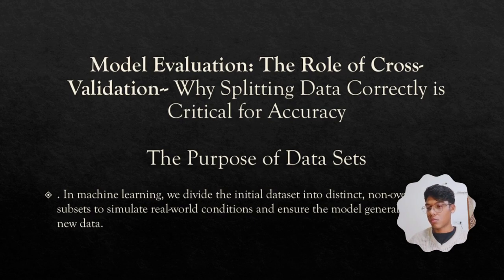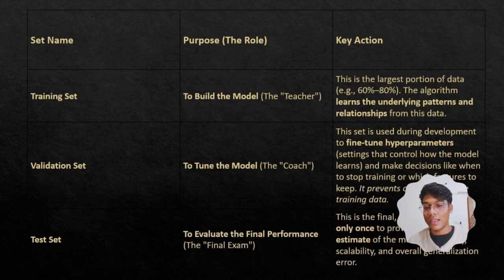And what's the purpose of the data set here? So in machine learning, we divide the initial data set into distinct non-overlapping subsets to simulate real-world conditions and ensure the model generalizes well to new data. There are some key factors that you have to look at.